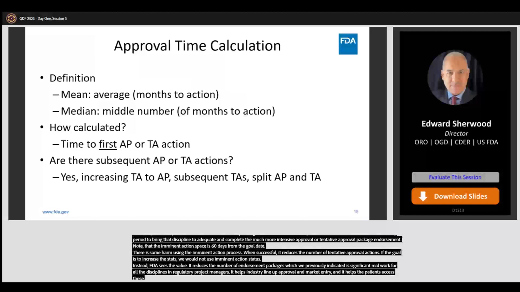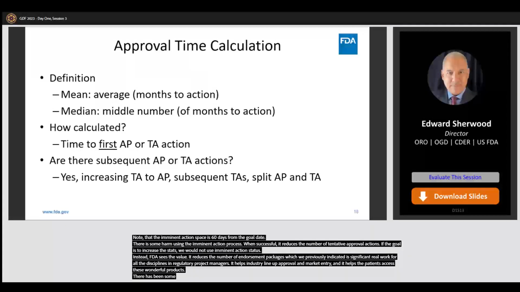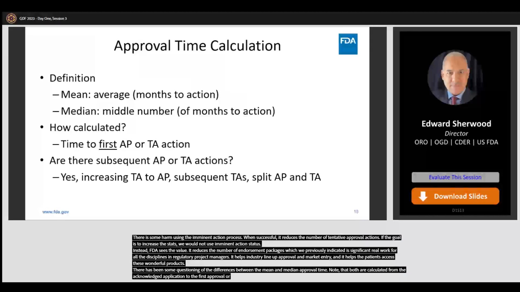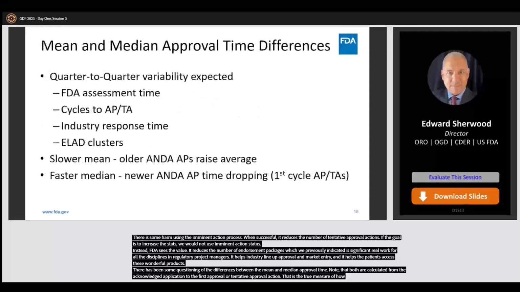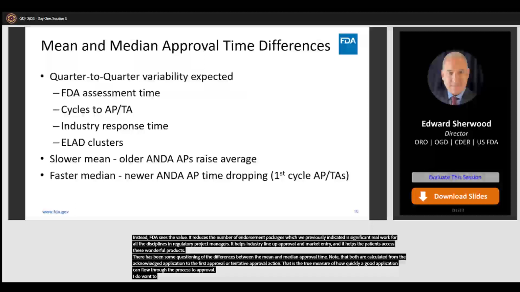There has been some questioning of the differences between the mean and median approval time. Note that both are calculated from the acknowledged application to the first approval or tentative approval action. That is the true measure of how quickly a good application can flow through the process to approval. I do want to point out that there is likely to be variability from quarter to quarter as FDA assessment times may be impacted by workload fluctuations and cycles.